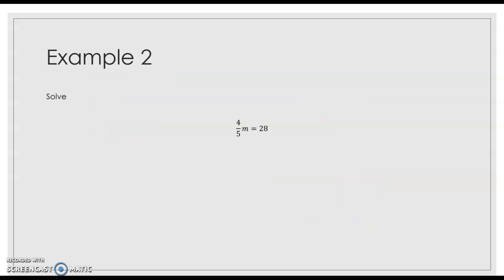I've got one more example for us to go through. Example 2. Here we have 4/5 times m equals 28. We have talked about in a past video that the opposite is to use multiplicative inverses. That's the opposite of multiplying. The multiplicative inverse is to multiply by the reciprocal. Since this is 4/5, I'm going to multiply both sides by 5/4. And so over here, this becomes 1, and I'm left with m.